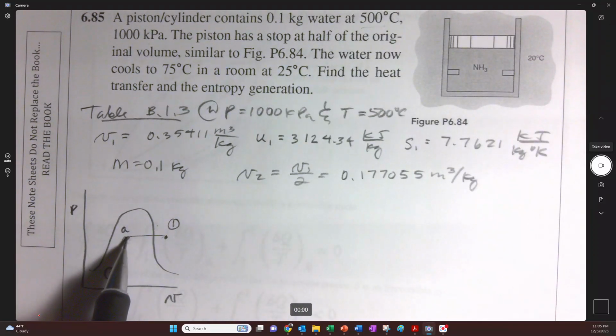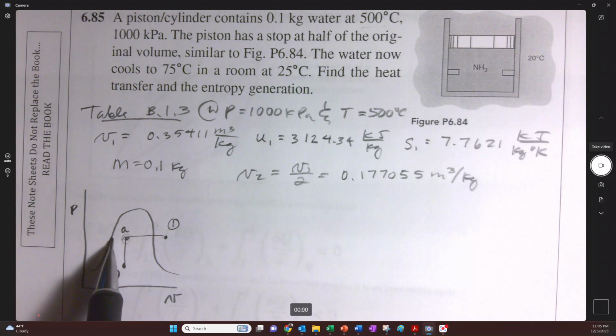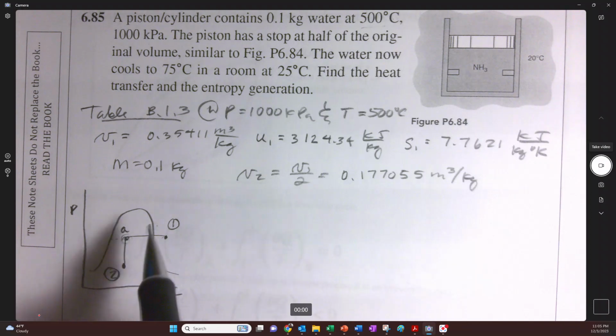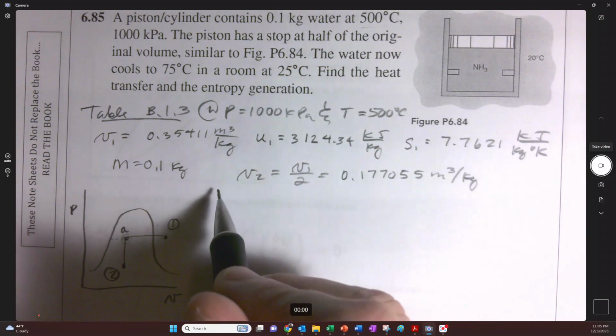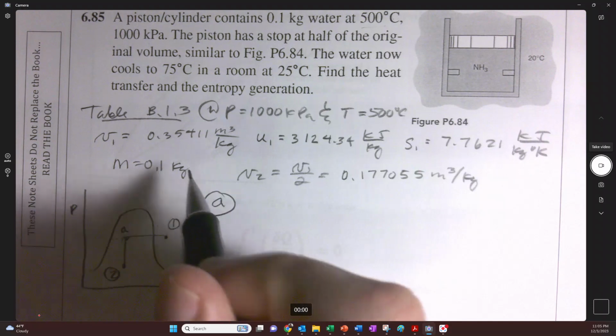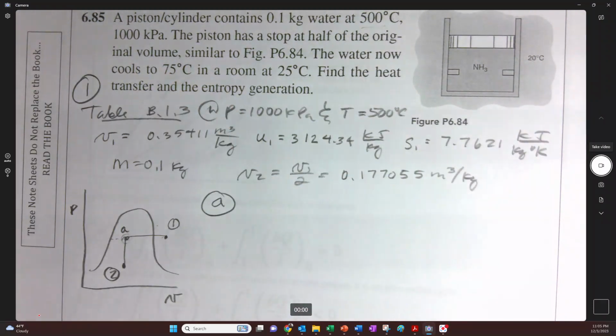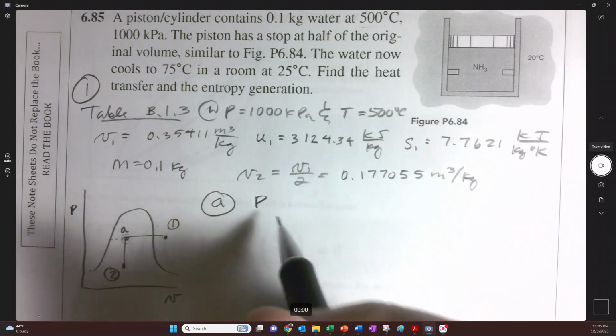So we want to get to this spot right here and find out what the properties are at that spot. The first thing to do is figure out what the quality is going to be at that spot, and get all the other variables that we want. So we want to go to A, right? This was like 1 up above. Now let's go to A.